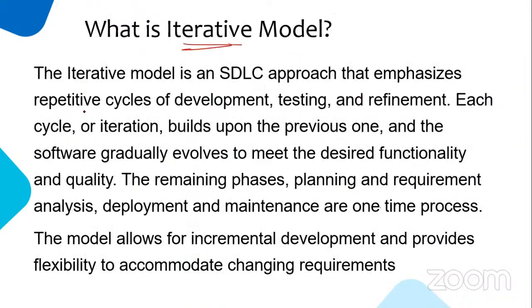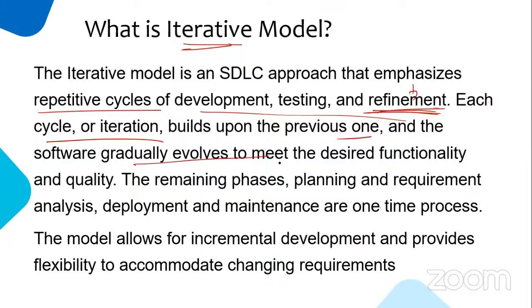It's a repetitive cycle of development, testing, and refinement. Refinement means what? The feedback or change in the requirement. That is what we say, updating the requirement. It can be said in any way. So each cycle or iteration, we can say, builds upon the previous one, and the software gradually evolves to meet the desired functionality. As I said, 10, 10, 10, like that, gradually it is getting evolved.